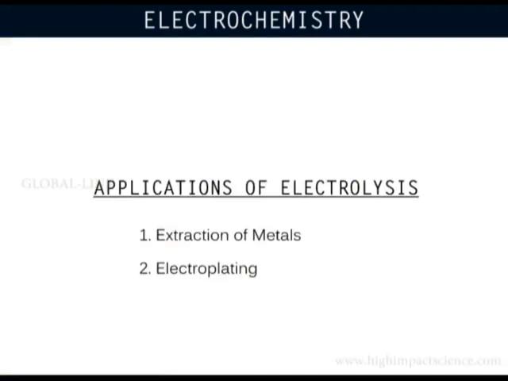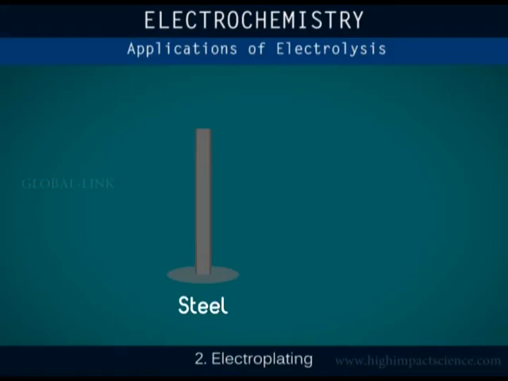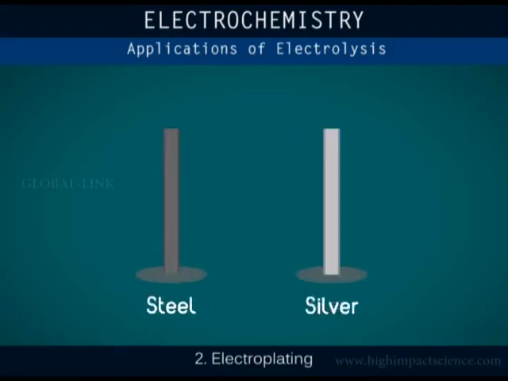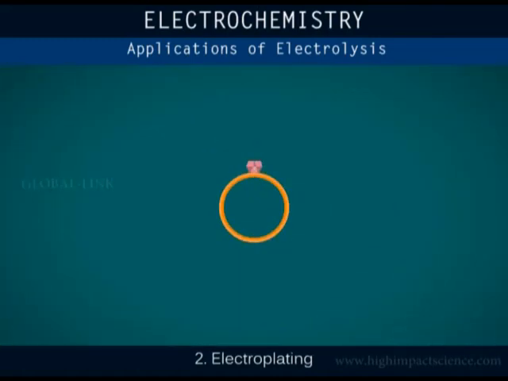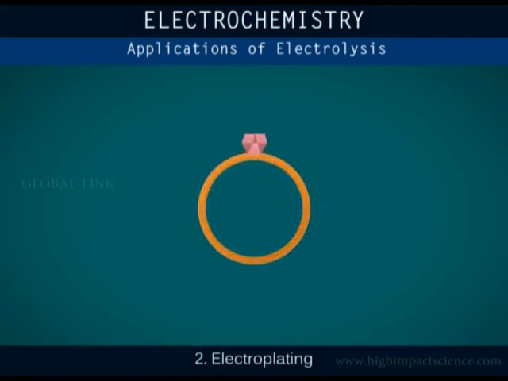Electroplating. Electroplating is coating of one metal with another. Metals may be electroplated for beauty, protection, or both. For example, jewelries are often coated with gold or silver.